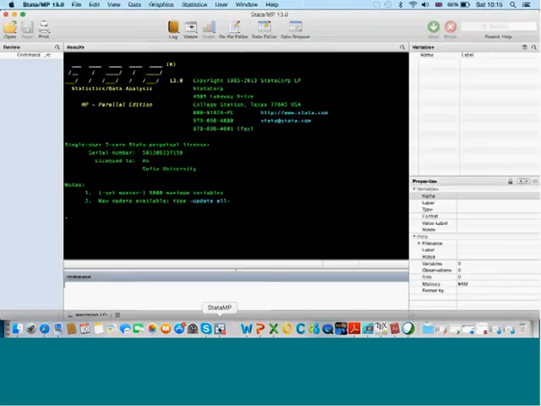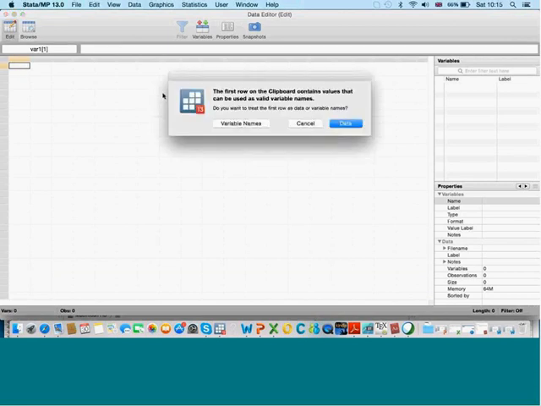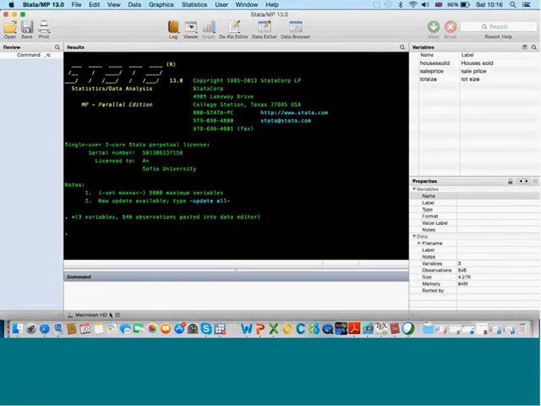So copy this. I open Stata, and there is an option called Data Editor. This is one way to do this, and I can paste my data over here. Stata asks me whether the first row should contain the values or the variable names. I'm going to say the variable names, and these are my data. So I have the number of houses in the first column, the sale prices, and the lot size, which determines the sale price. So what I want to run is a simple regression model.